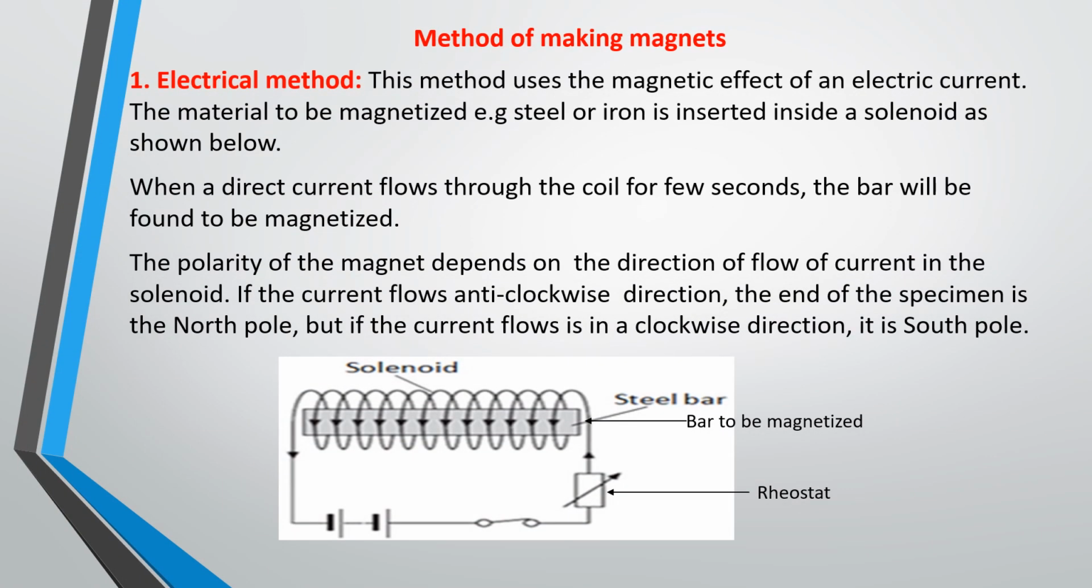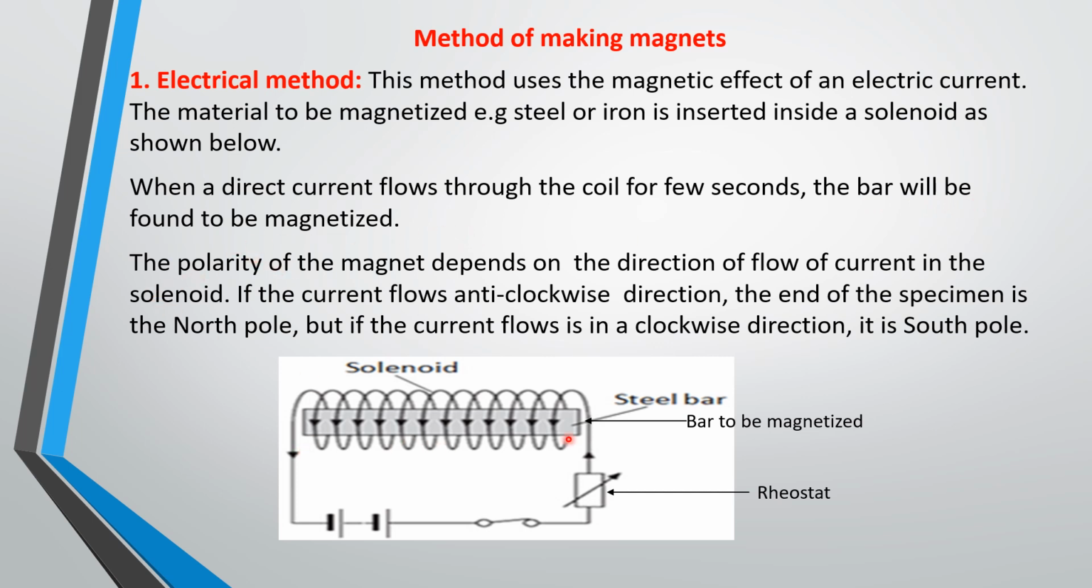So for methods of making magnets, we have the electrical method of making magnets, and this method uses the magnetic effect of an electric current. The material to be magnetized is placed inside the solenoid as shown in this diagram below. So it could be iron or steel, as the case may be. Don't forget that for steel you produce a permanent magnet, while for iron we produce a temporary magnet. So when the direct current flows through the coil for a few seconds, the bar will be found to be magnetized.